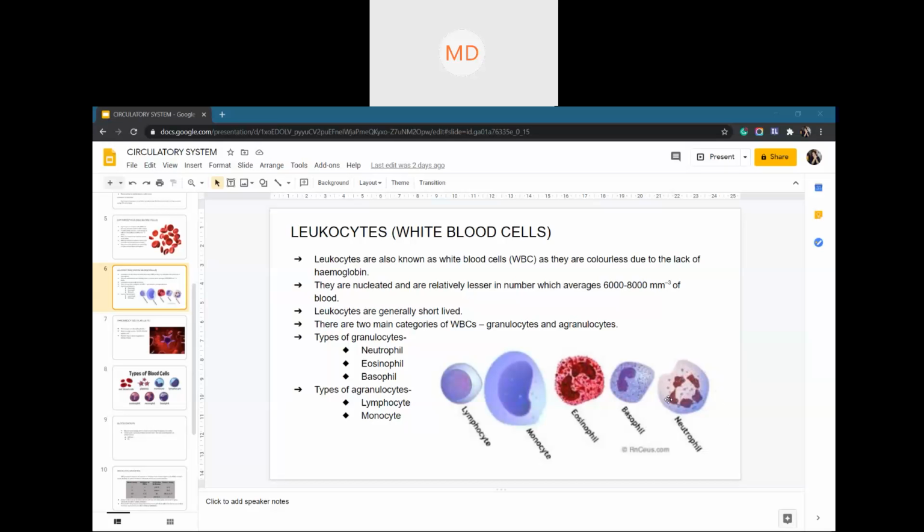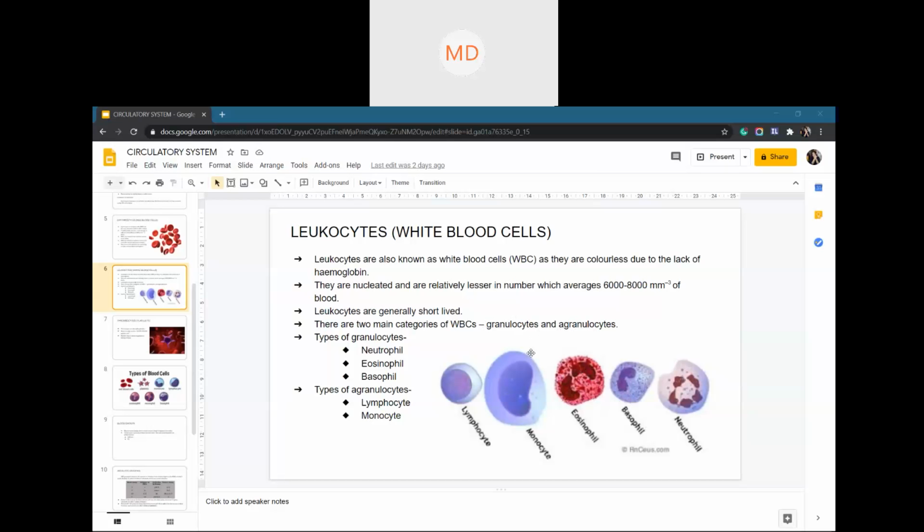If these granules are present, those are known as granulocytes, and if these granules are absent, those are known as agranulocytes. Same like aerobic and anaerobic: if oxygen is required, it is aerobic; if oxygen is not required, it is anaerobic. In the same way, if granules are present, it is granulocytes, and if not, it is agranulocytes.